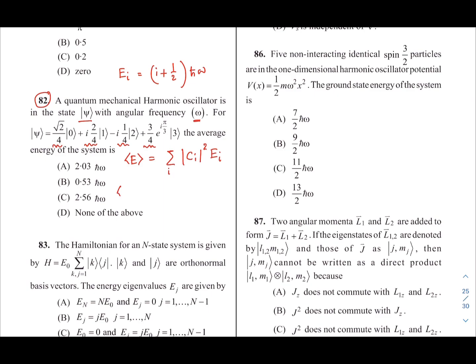So let us calculate the average value. This is equal to 2 by 16 times the energy corresponding to the state 0, that is half h bar omega, plus 4 by 16 times 3 by 2, plus 1 by 16 times 5 by 2, plus 9 by 16 times 7 by 2. If you calculate this, it will be 2.56 h bar omega. So option C is the correct answer.